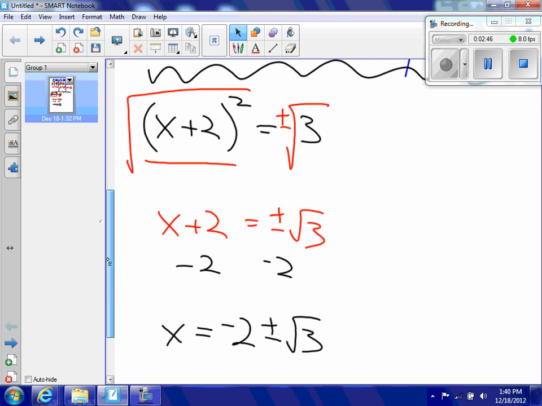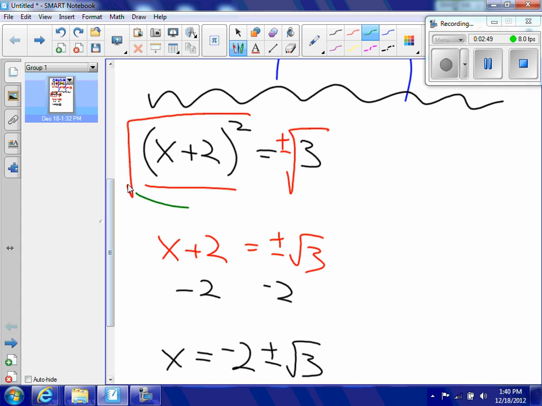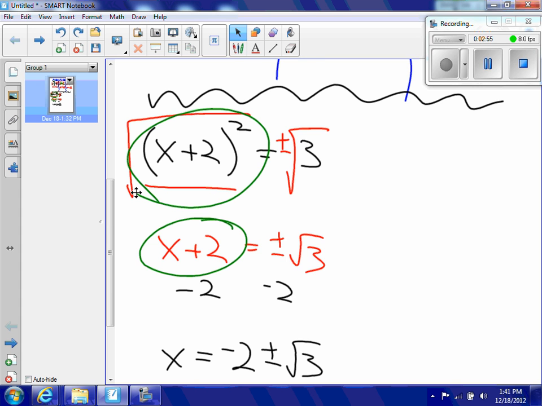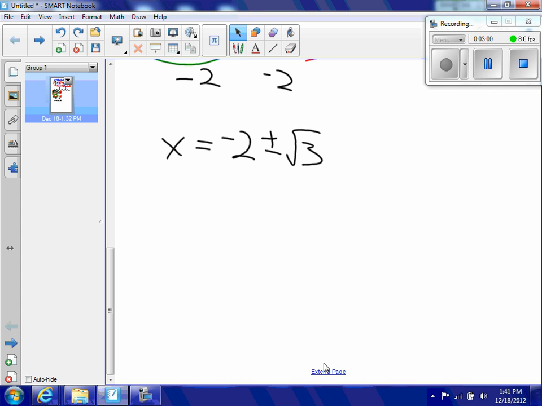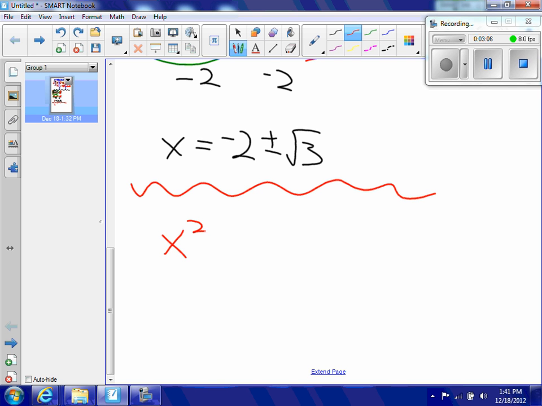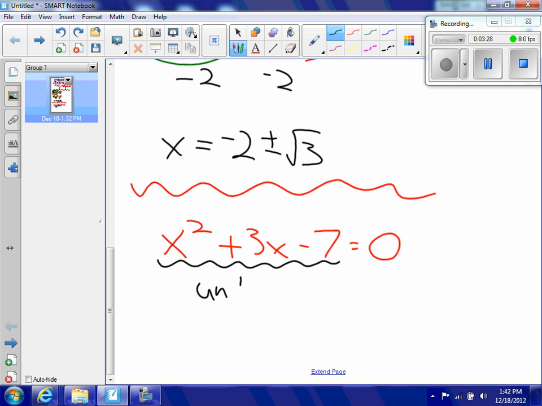But in fact, getting to something really nice like this is what completing the square is all about. I use completing the square when I have something like, let's say, x squared plus 3x minus 7 equals 0. So I have a quadratic. That's when we use completing the square. I have a quadratic right here, and this quadratic expression is unfactorable.